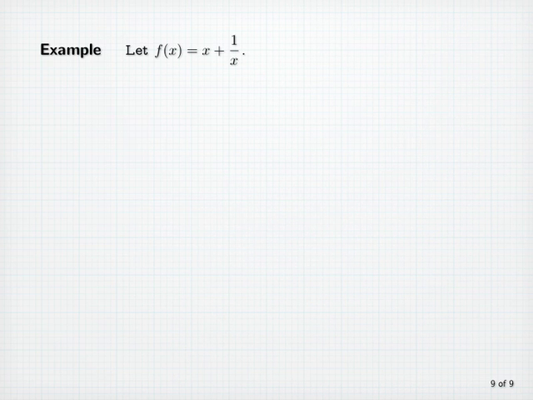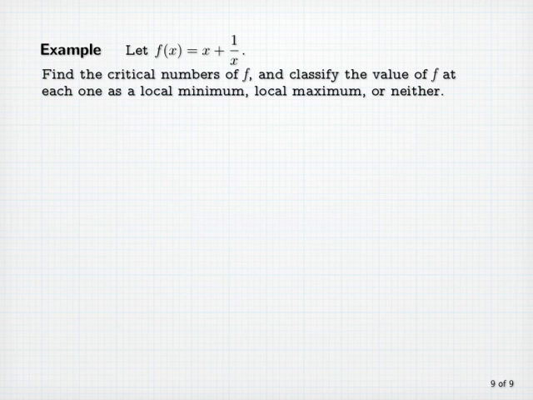Another example. Let f of x equal x plus 1 over x. Let's find the critical numbers of f and classify the value of f at each one as a local minimum, local maximum, or neither. Let's compute the first derivative and find the critical numbers.